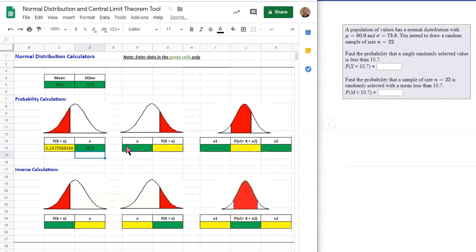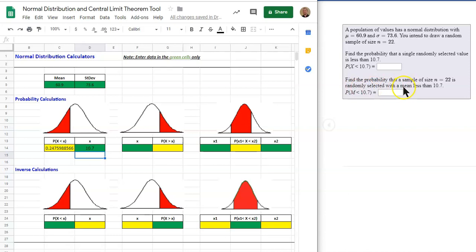And there's our probability. Now looking at the second problem, we have, find the probability that a sample of size n equals 22 is randomly selected with a mean less than 10.7. Notice the first problem is just looking at a single randomly selected value that is less than 10.7. In the second problem, we're looking at a sample size, not of a single value, a sample size of n equals 22.